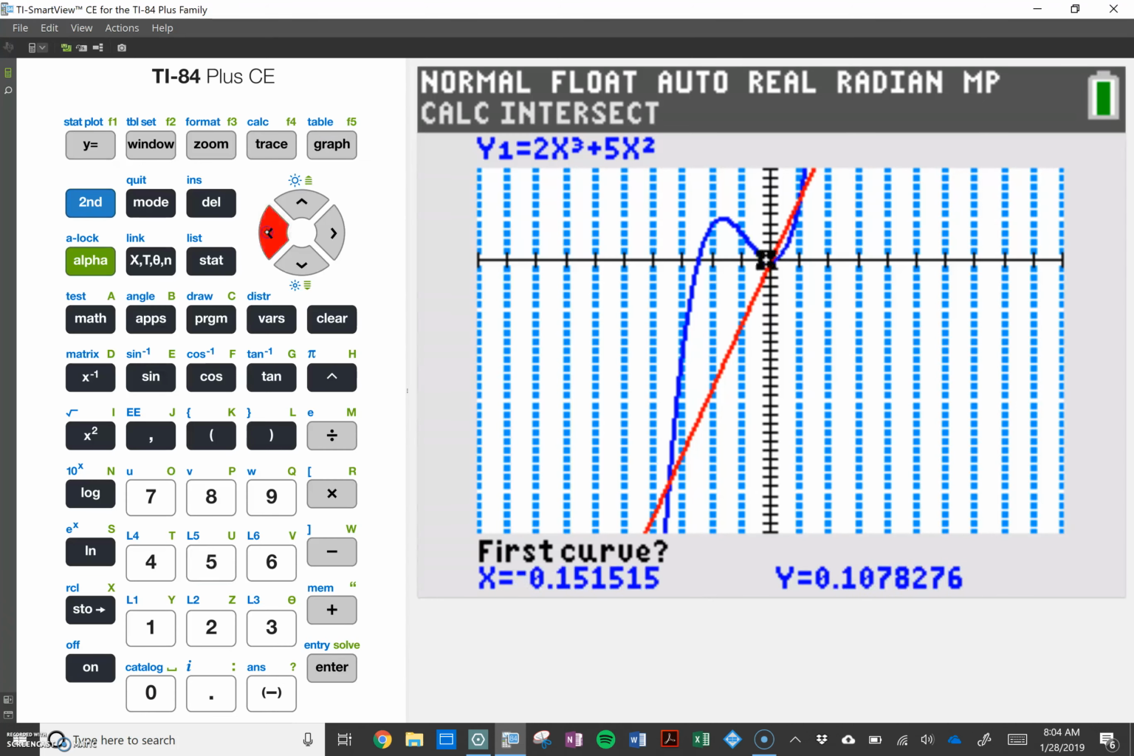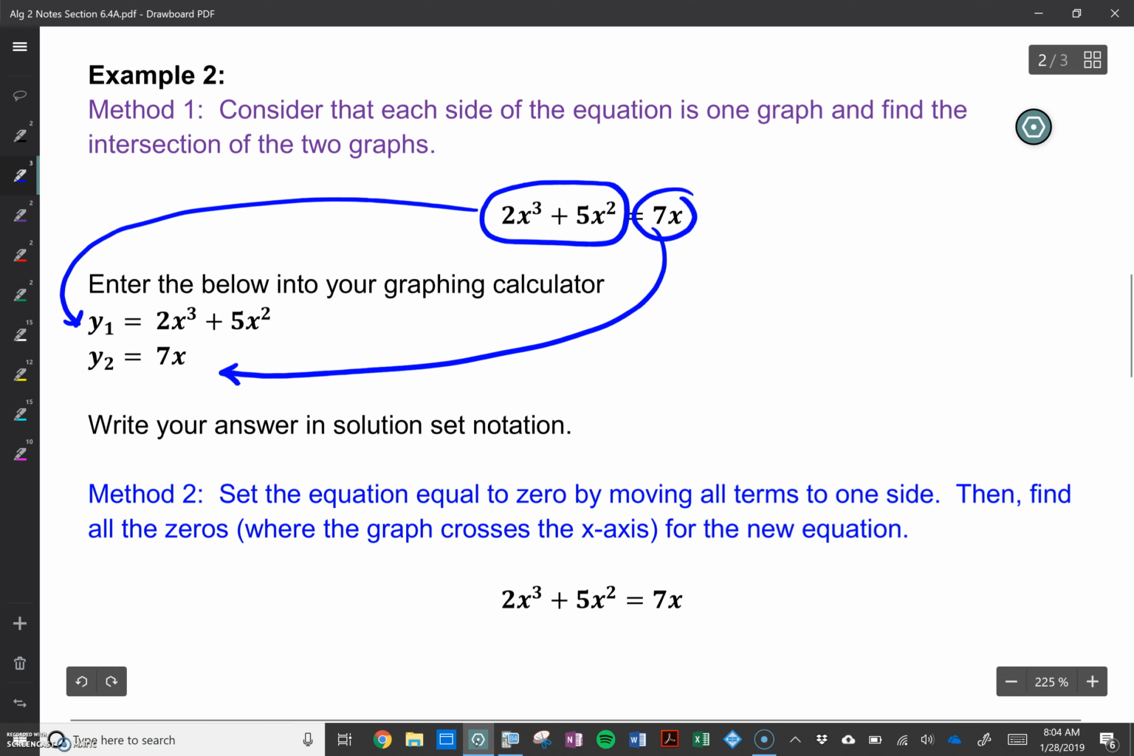I'm going to go to the left to get at least halfway towards that graph. And very quickly I did. I'm going to hit enter 3 times. And my first value, C, is negative 3.5. So x equals negative 3.5.